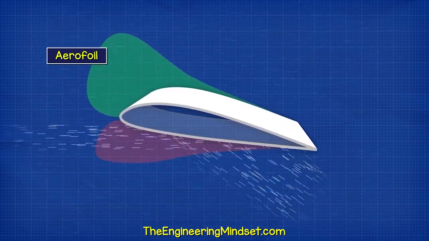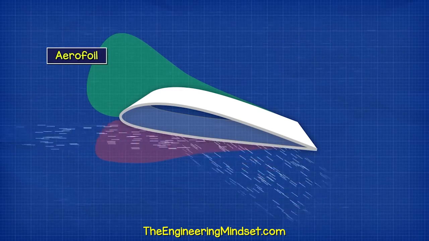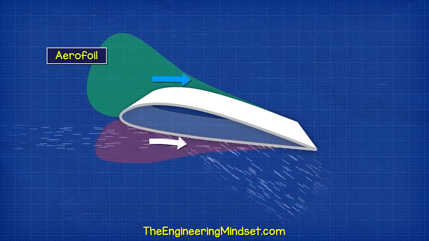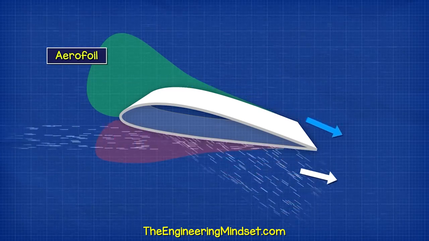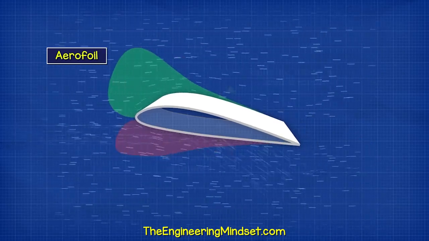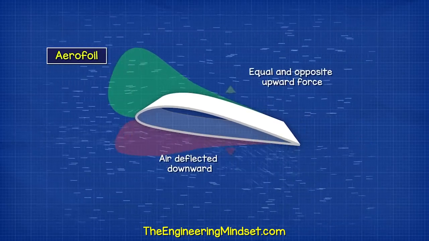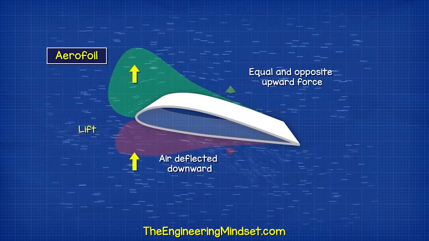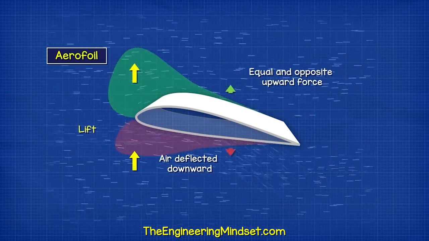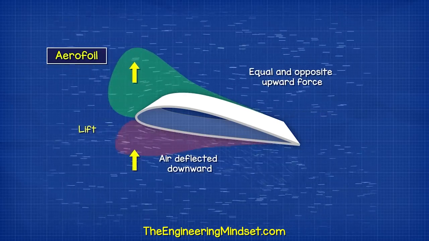We also have air colliding with the underside of the blade, providing a force. The air on the top and the bottom are being deflected downwards. This downwards momentum creates an equal and opposite upward force, and this helps push the blade into the lower pressure region, also adding to the lifting force.